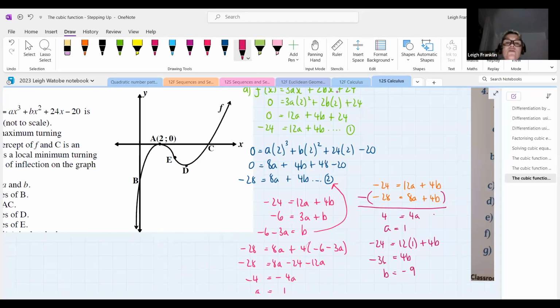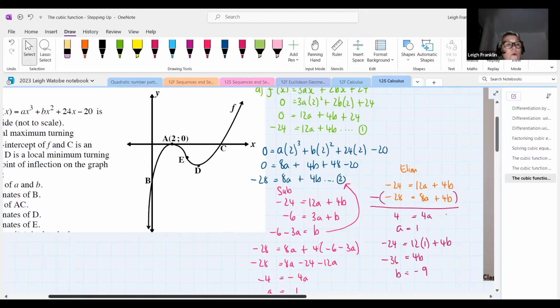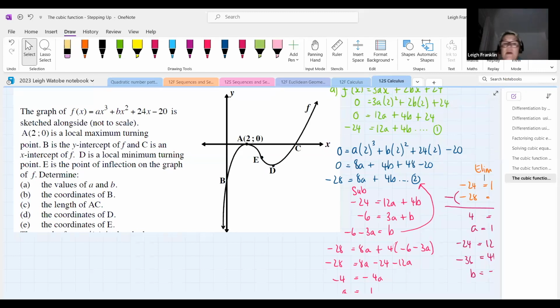Okay, so there you go. You can either do it by substitution if you want to, or you can do it by good old elimination. I also prefer the elimination method, but the choice is yours. Okay, so now we know what a and b are. All right, so we'll just write it here for ourselves. We know that a is equal to 1 and b is equal to negative 9. Okay, so we've worked out the values of a and b.